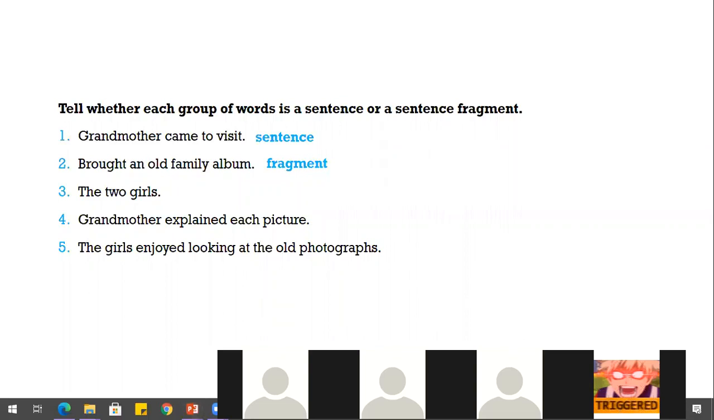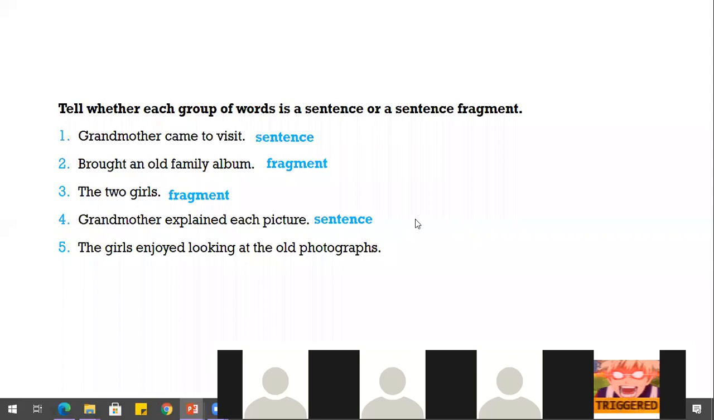Okay, Hannah Halewa, can you answer number three? Go ahead, dear. The two girls. Okay. Sentence fragment. What can we add to this to make it a sentence? A verb. Okay. Can you complete the sentence for me? The two girls went to a party. Excellent. Thank you so much, Hannah.